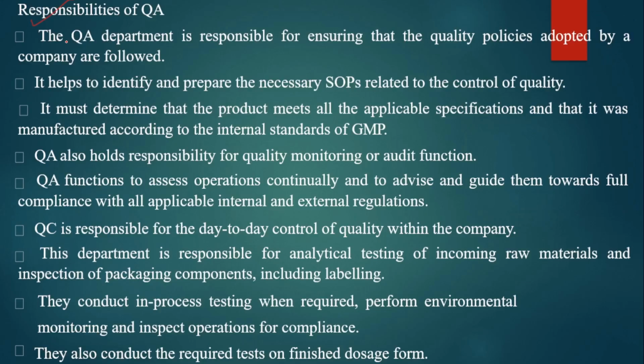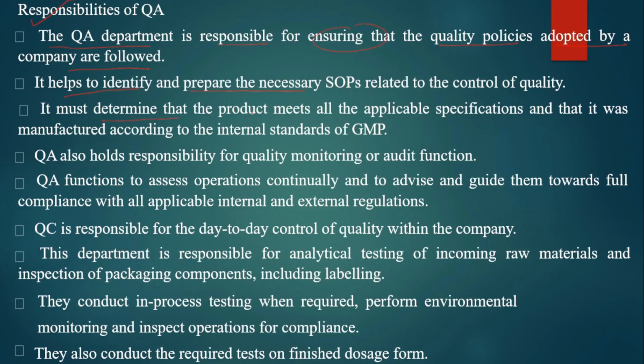What are the responsibilities of QA? The QA department is responsible for ensuring that the quality policies adopted by the company are followed. It ensures the adherence to the quality policies and GMP standards. It helps to identify and prepare the necessary SOPs related to the control of quality. What do you mean by SOPs? That is the standard operating procedures for quality control.